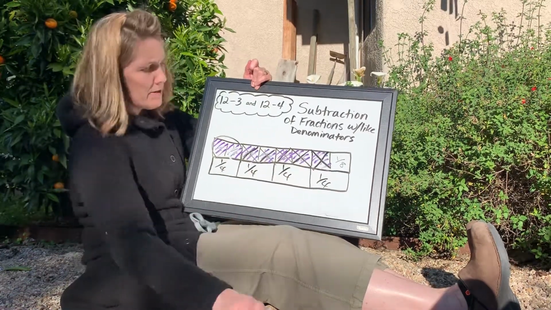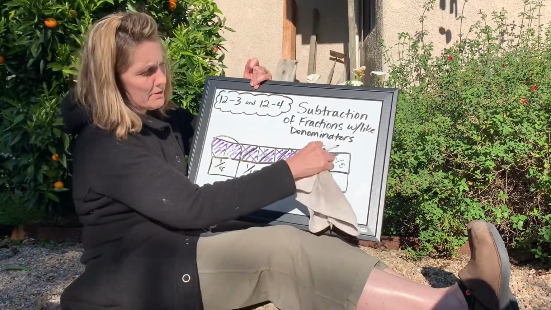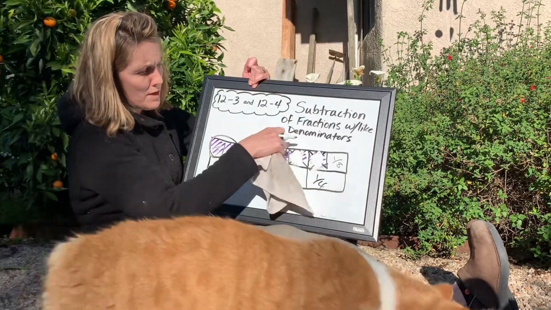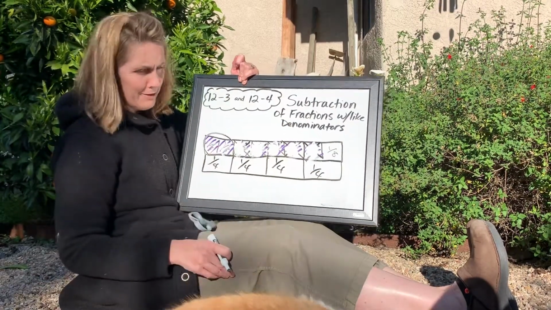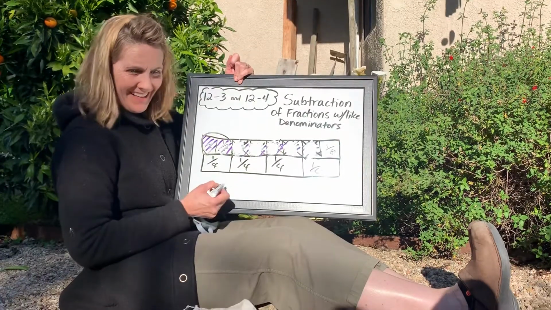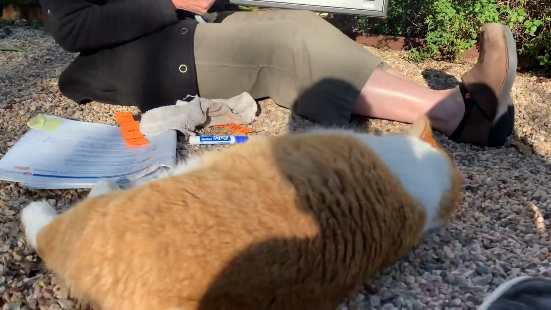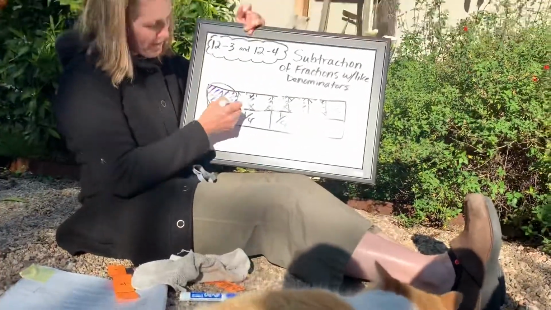We said we got rid of 5 of these, so we've got 1, 2, 3, 4, 5. Oh, kitty. Decided to settle down right there. Oh, didn't he?